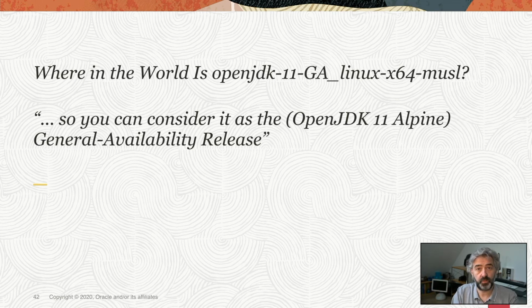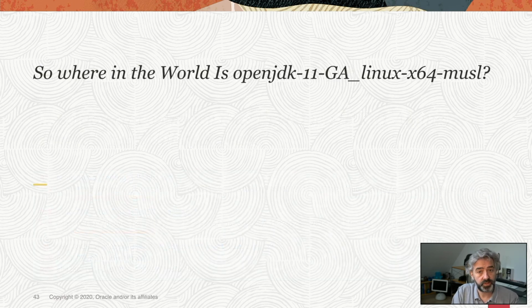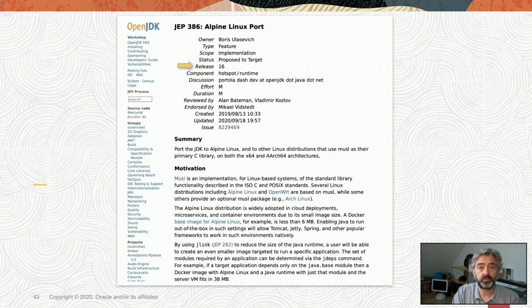Even though there's no GA release of OpenJDK 11 on Alpine. And worse than that, if you look at where that build is stored, it's stored somewhere in a university in Austria, not even on HTTPS, and the checksums are basically stored in the same HTTP directory, in a random directory of a university student. So that's pretty scary. But still, people were claiming, okay, this is the GA release that you can use. The good news is that, starting with JDK 16, we'll have an Alpine Linux port.